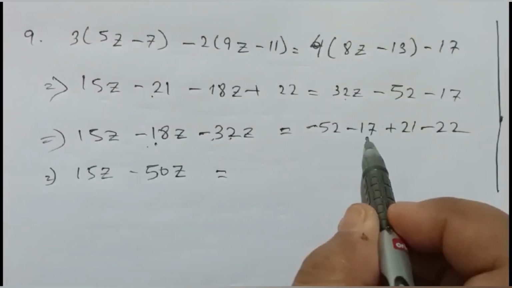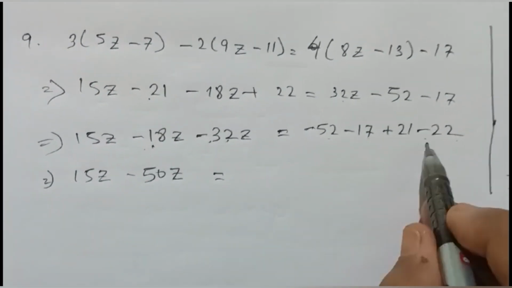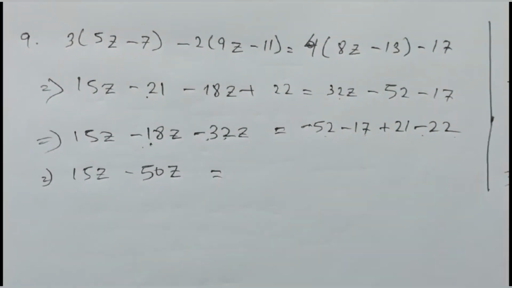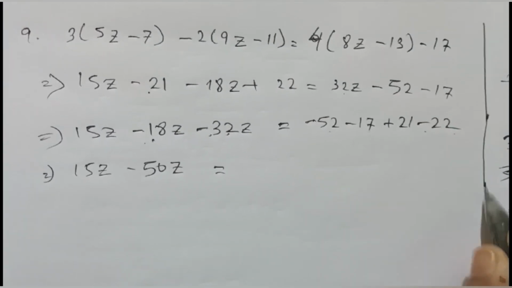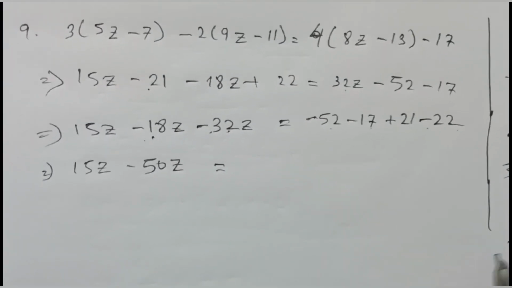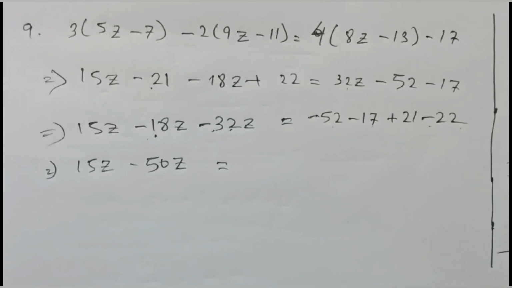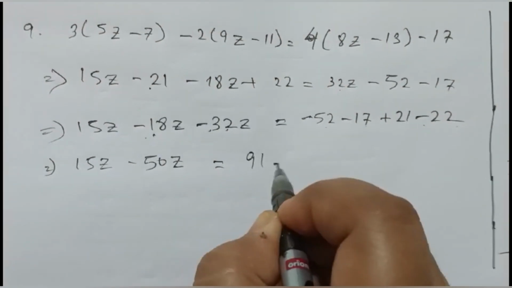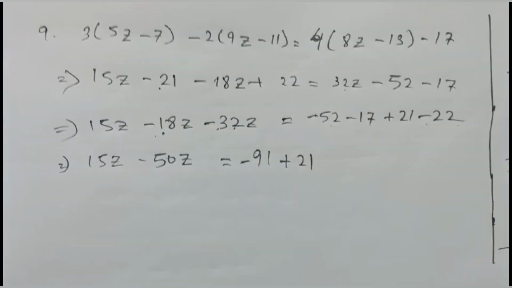Then this one, these are similar numbers with similar signs, okay? That means we'll do plus, okay? My 52, 17, 22. So how much will come? 91. Plus 21. The sign will become minus.